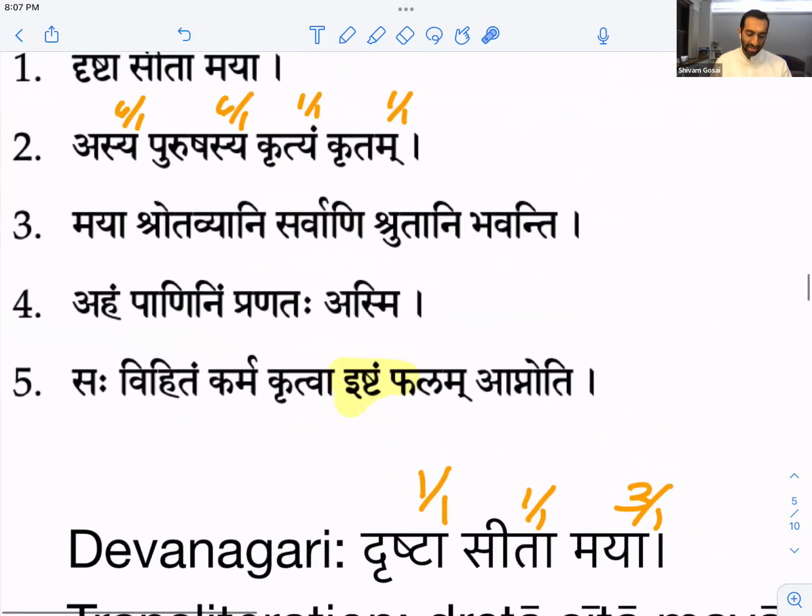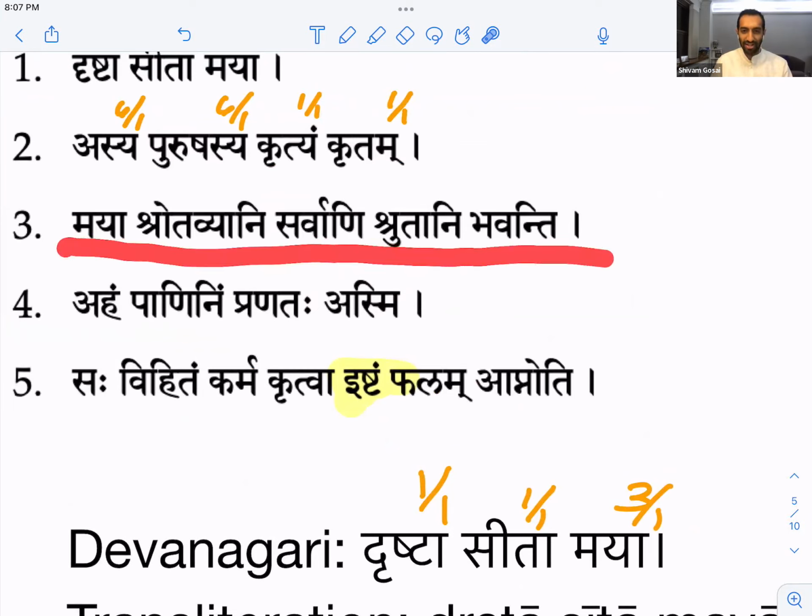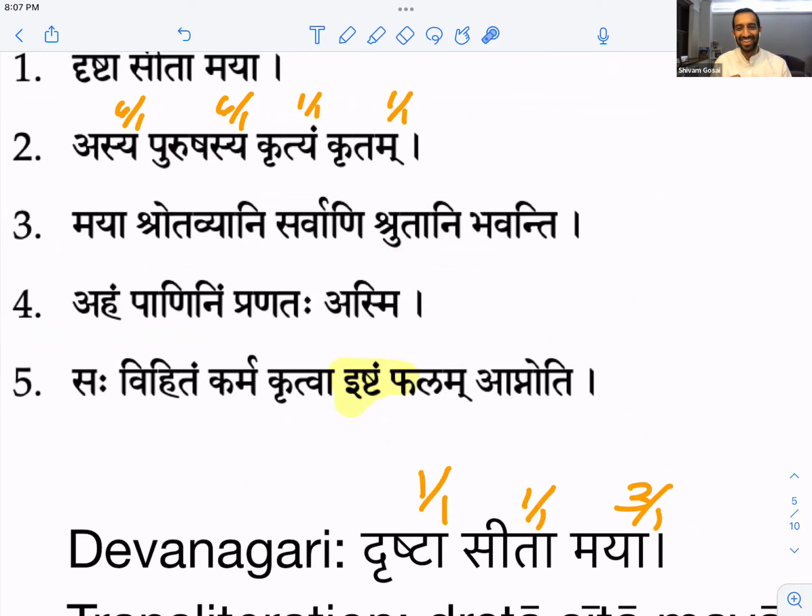Let's just quickly glance. We have to end here, but let's glance at this beautiful sentence. It's going to come up. Maya shrotavyani sarvani shrutani bhavanti. Here we also have a tavya, and we have shruta. So we have another two Kṛdantas here. We'll see 3 through 5 in our next class, and then hopefully we can move on to Tabatu.